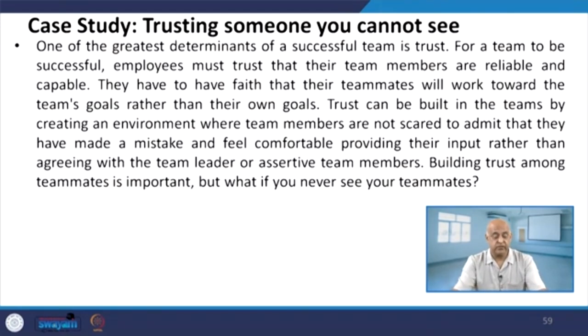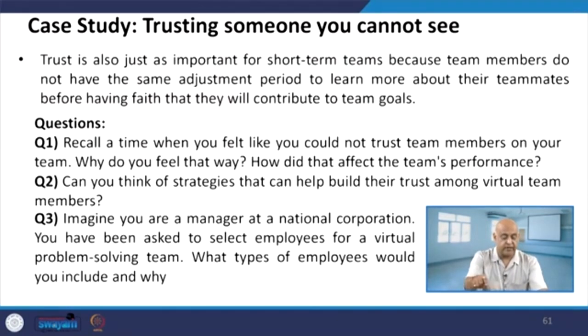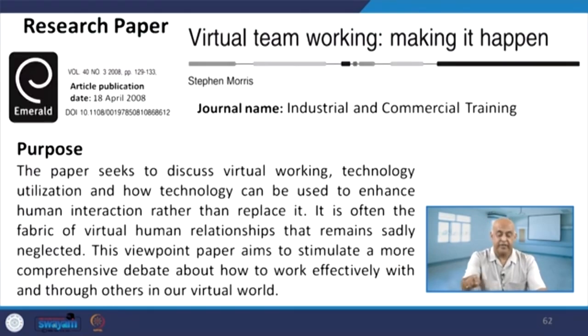As usual, this is the case study: trusting someone you cannot see. I am sure that after going through this case study, you will be able to answer the questions related to it. You could not trust team members on your team. Can you think of strategies that can help build trust among virtual team members? Imagine you are a manager of a national corporation asked to select employees for a virtual problem solving team. What types of employees would you include and why? It is a very interesting exercise, and I am sure you will enjoy answering these questions.